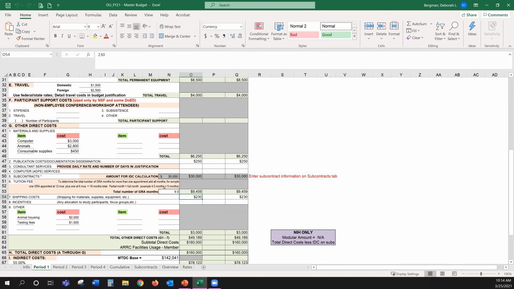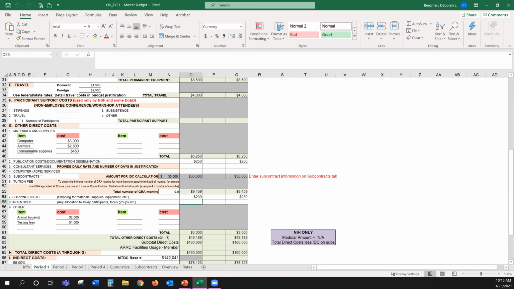Let's see. Shipping costs include any costs for shipping materials, supplies, or equipment. Incentives includes any allocation to study participants or incentives for advisory or study groups. So if you're giving them gift cards or t-shirts or anything like that, it would go on that line, and you explain in the budget justification exactly what it is.